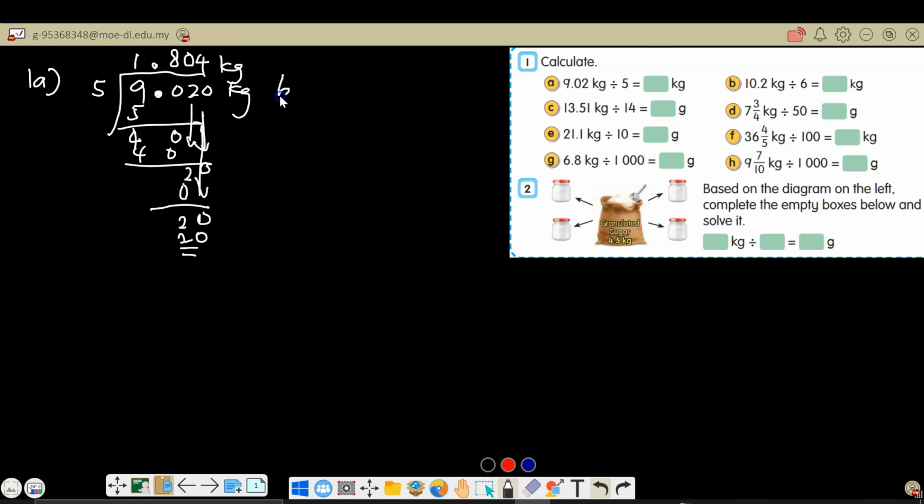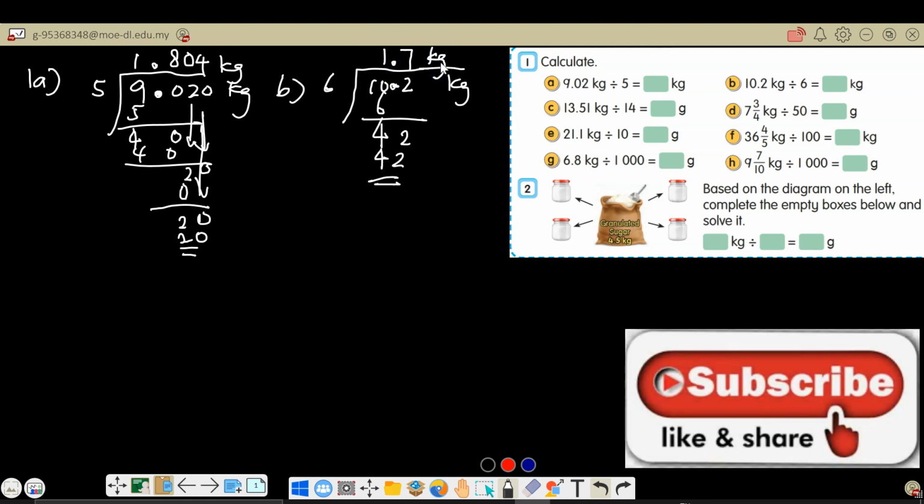Okay, B is the one on the right side, yeah? 10.2 divided by 6. This is round number in front, so we can start with the second number. If it is decimal point in front, then we have to start with the first number. So this is round number, we can start with the second number, 166. Balance is 4, bring down 2, 7642. Decimal point and your unit.